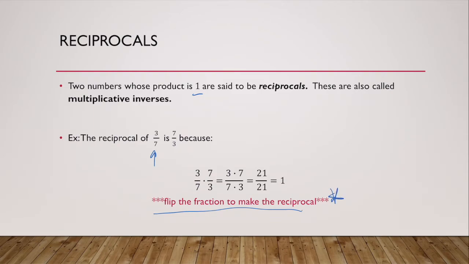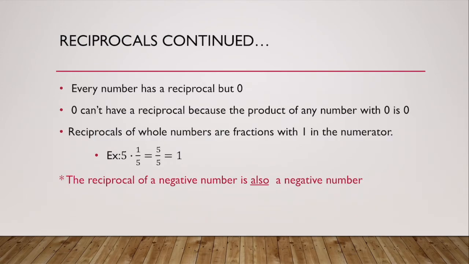Note it says that the two numbers' product must be a positive one, so they're always going to have the same sign. Reciprocals have the same sign. I think that's important to note. So every number has a reciprocal but 0. 1 is its own reciprocal. That's kind of boring. But every number has a reciprocal but 0, because you can't multiply 0 by anything and get anything other than 0.